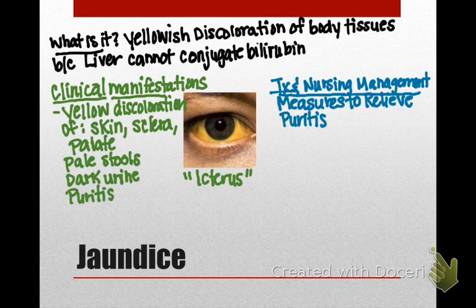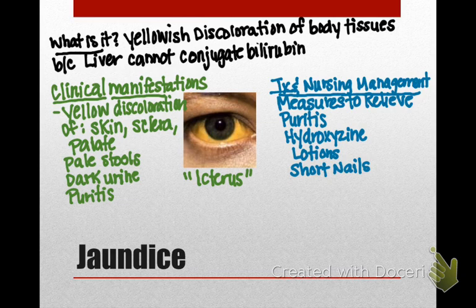So what do we do for these people? Well, like I said, you want to do measures to relieve the itching. Oatmeal baths, they may need Benadryl, hydroxyzine, but that's not your first choice. It's cutting the nails and giving them oatmeal baths or the alpha keri baths. But you can give them hydroxyzine or Vistaril. Lotions for itching, short nails. You want to monitor their stools and their urine.